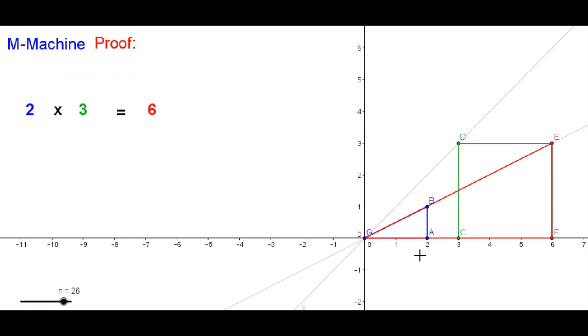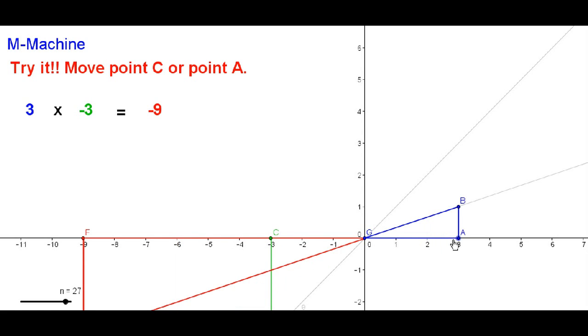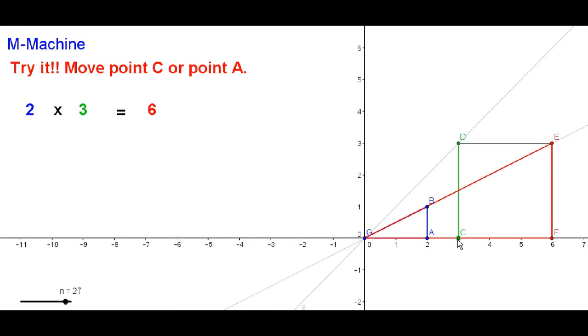Two times 3 equals 6. Now if we move point C, we get 2 times negative 1 is equal to negative 2. 2 times negative 3 is equal to negative 6. 3 times negative 3 is equal to negative 9. Or 2 times 3 equals 6.